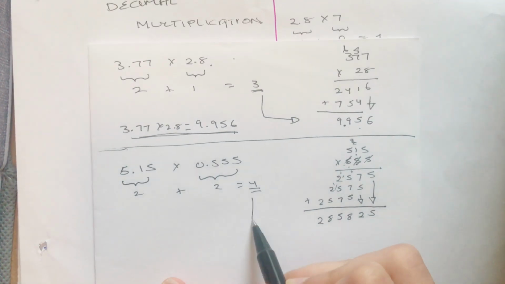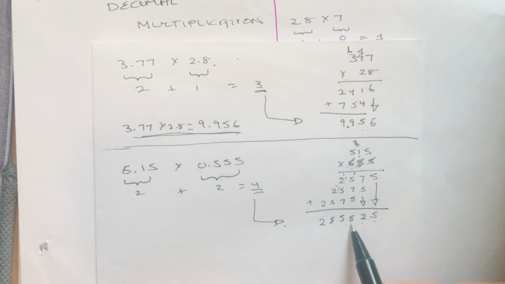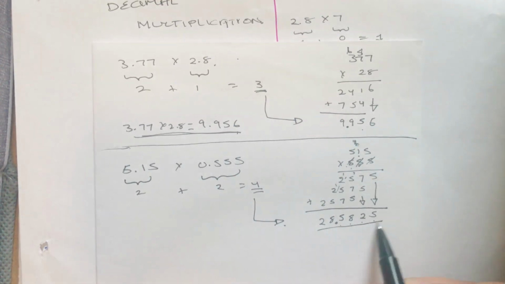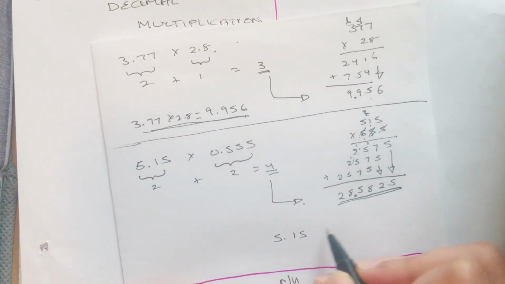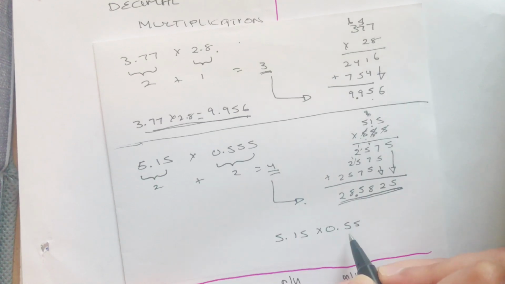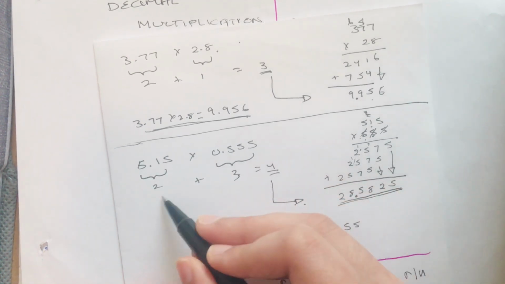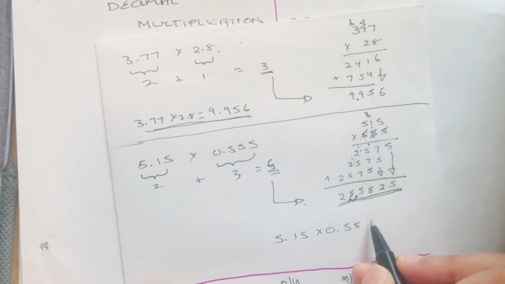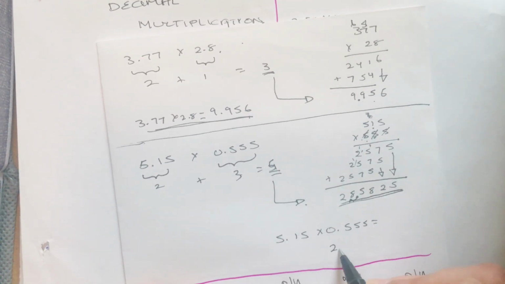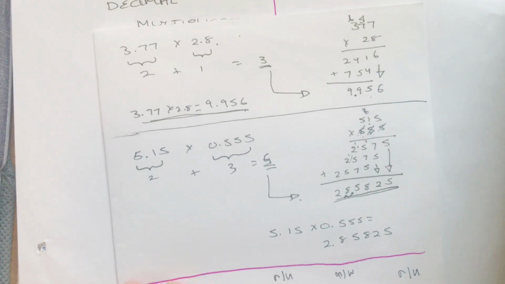So you bring the number that you had kept on the side. You start counting from your right. 1, 2, 3, 4. You put the decimal point, and that's your answer. So 5.15 multiplied by 0.555. Oh damn. Oh, I shouldn't use that language, but the decimal points was 3. So 2 plus 3 is not 4, it's 5. And this will go here. So it's going to be equal to 2.85825. Sorry for that, guys.